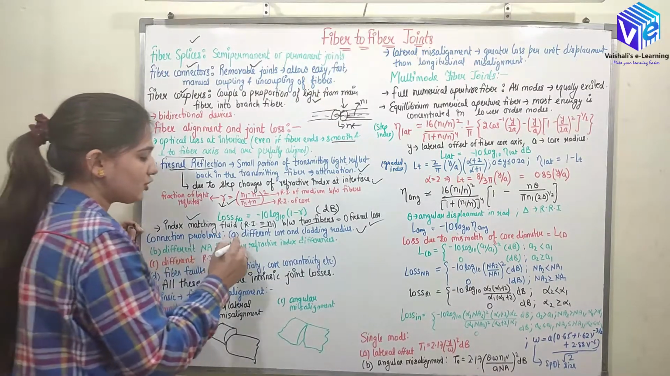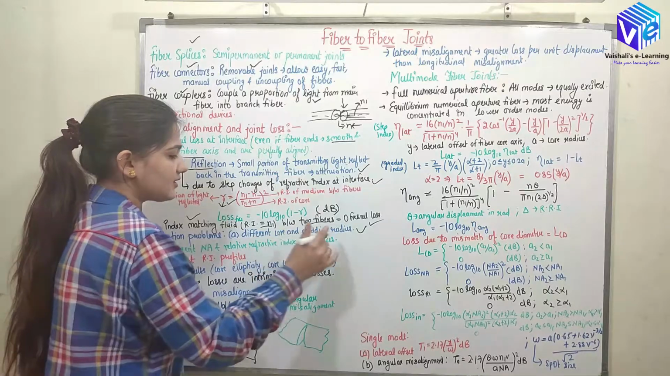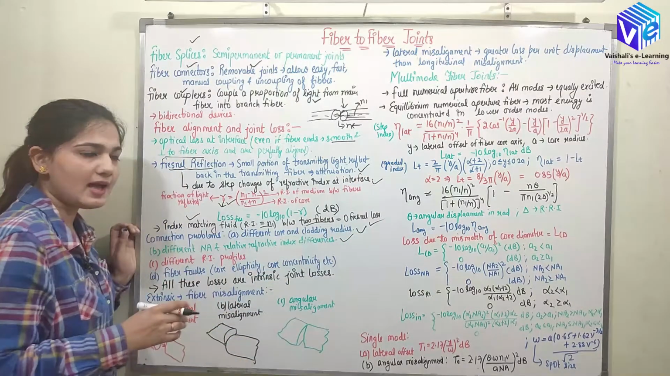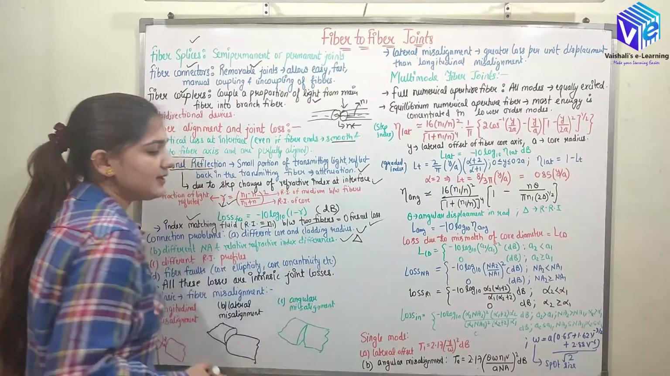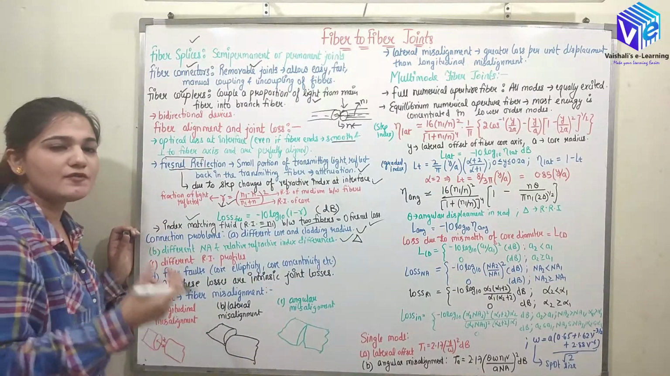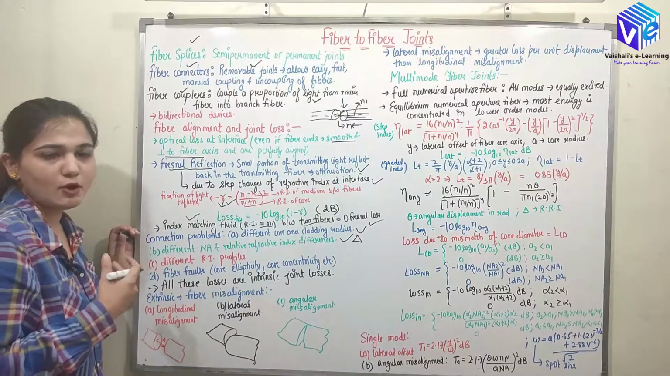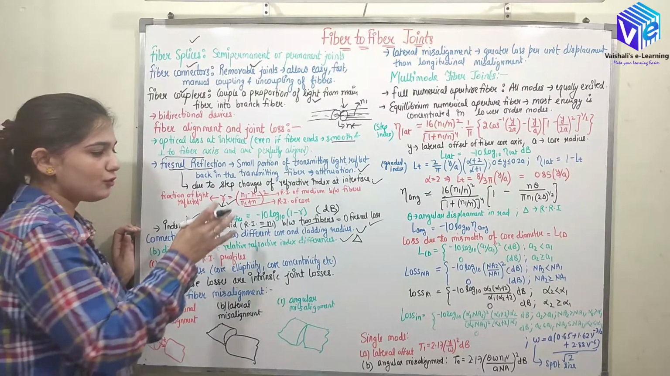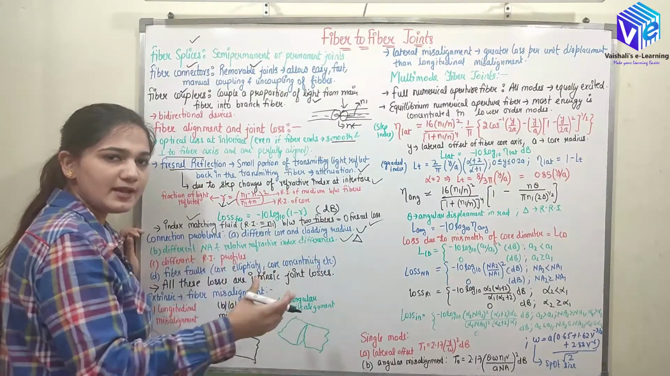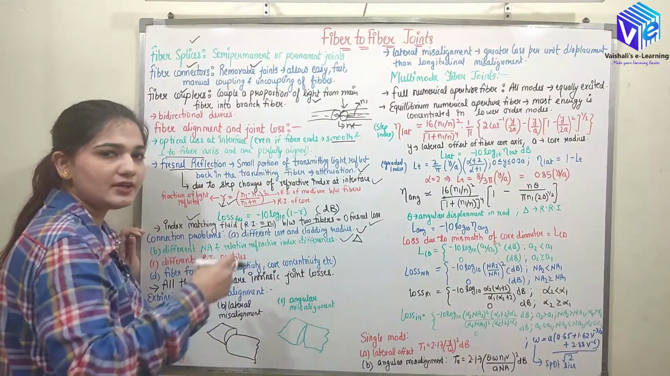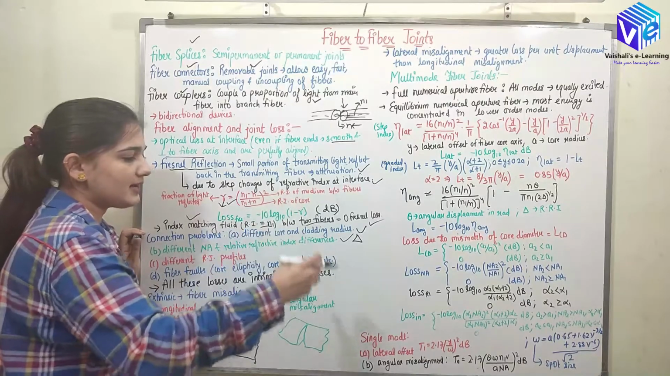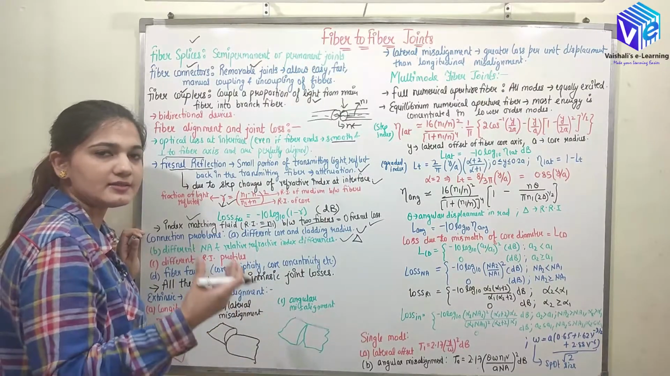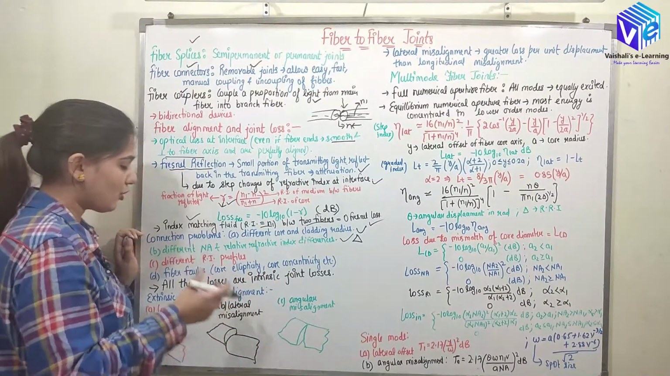Different numerical aperture or relative refractive index differences. If I have different numerical apertures and different relative refractive index differences, then also we will have losses present at the joints. So if the two fibers have different numerical apertures, different relative refractive index differences, or different core and cladding radii, then also we will have some losses at the joints.